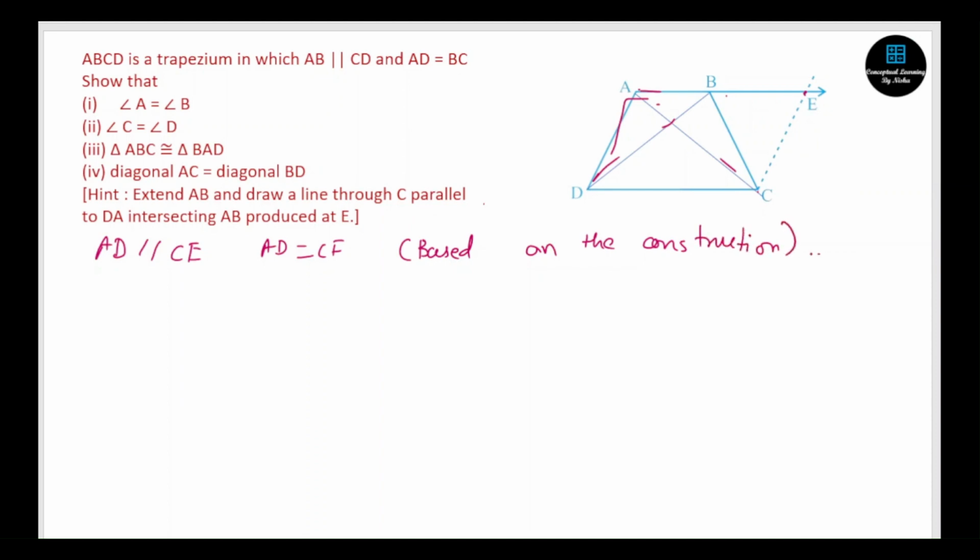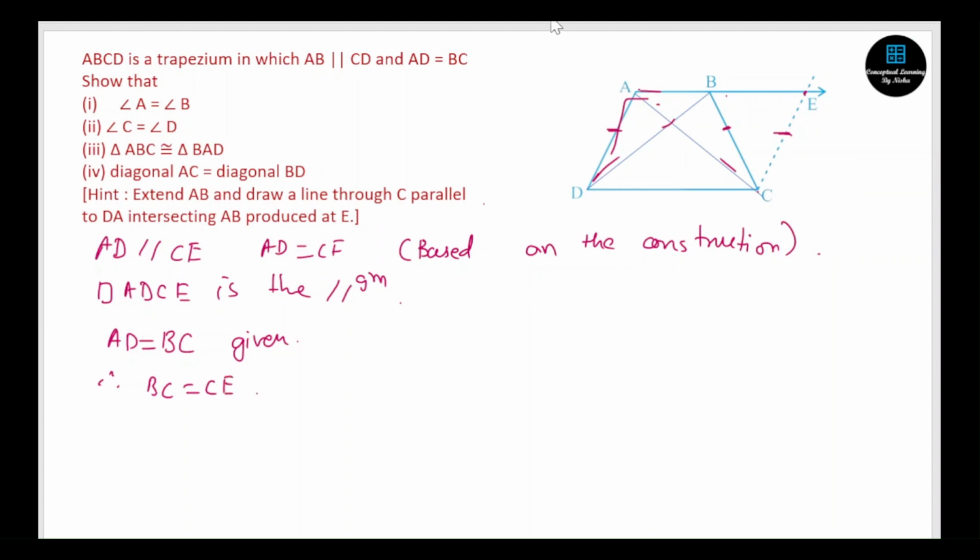Now ADCE is a parallelogram. Now what can I say? AD equals BC; this is given. So automatically BC equals CE then, correct? AD equals BC, this is given. Therefore, what can I say? BC equals CE.